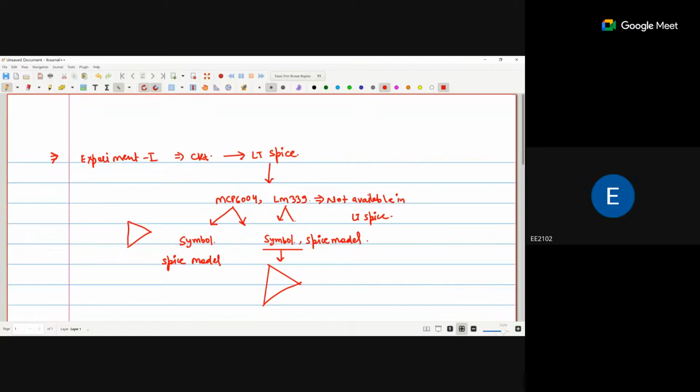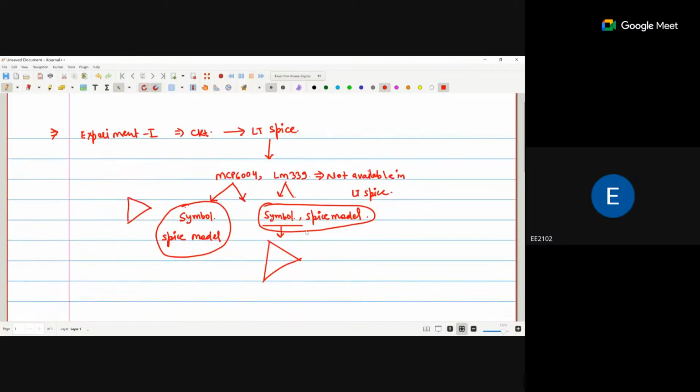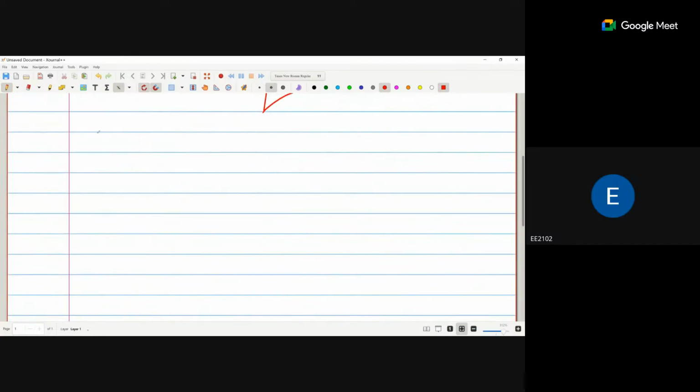Is it clear? So you have to create these two symbols. Now you can use these symbols in LTspice for the circuit design. After creating these symbols, you have to create your circuit that is given in experiment one.